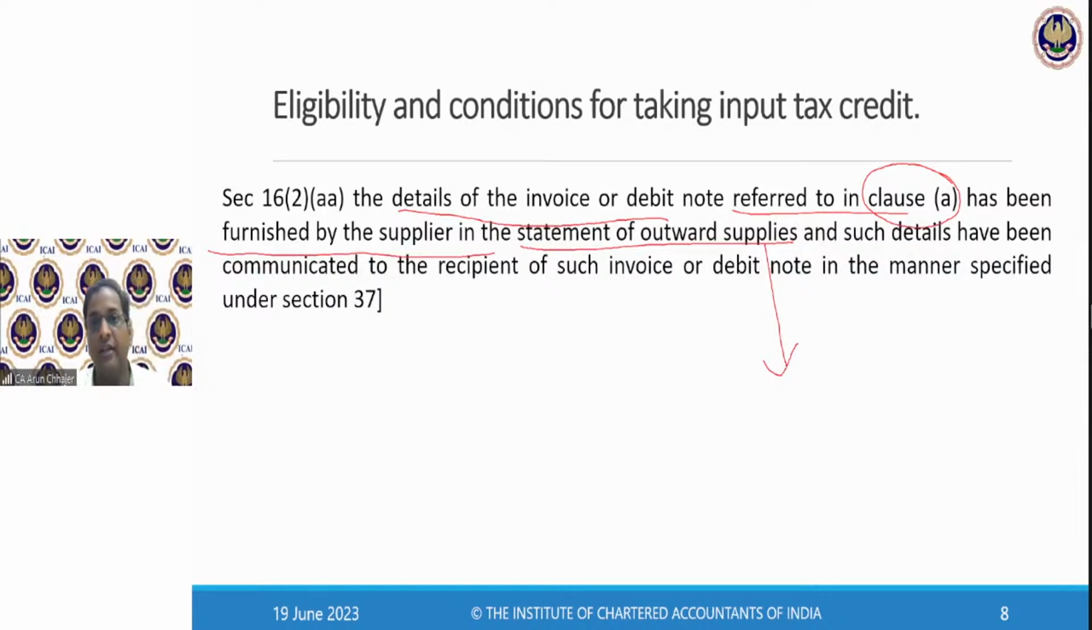Let me ask once, please confirm in the chat. They are saying has been furnished by the supplier in the statement of the outward supply. What does it mean? But which one is the statement of the outward supply? Whether it is GSTR 1 or GSTR 3B?